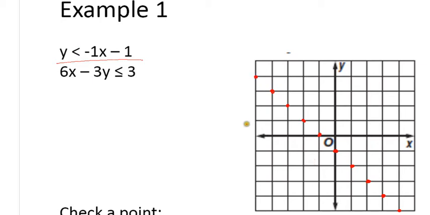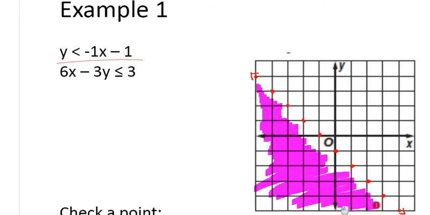So this will do. And am I going to shade above or below? That's the next thing I'm looking at. Am I going to shade above or below the line? Since it's a less than sign, I'm going to shade below the line. So I'm shading below the dotted line, meaning anything below here is a solution to this inequality. Great.